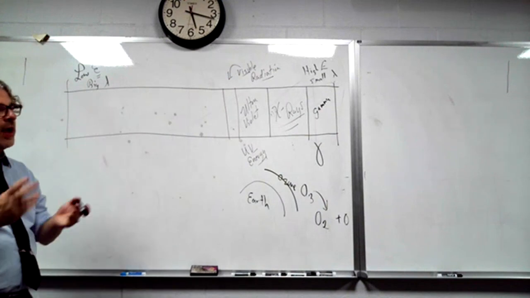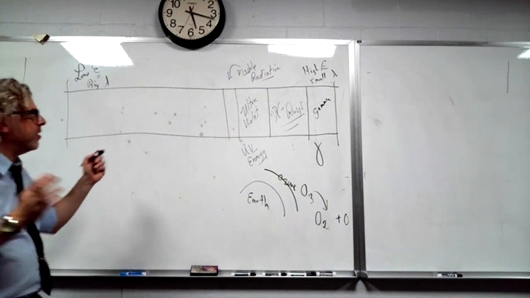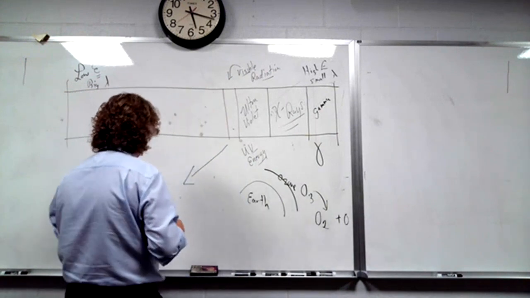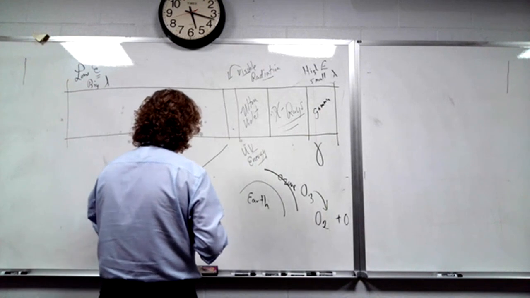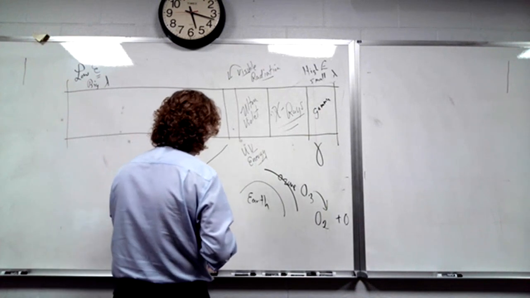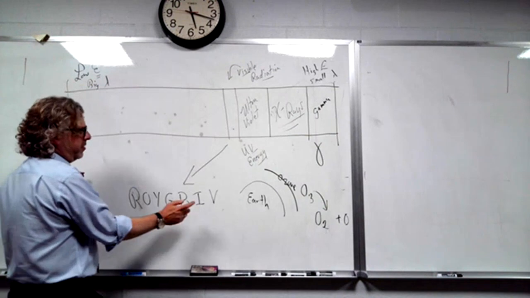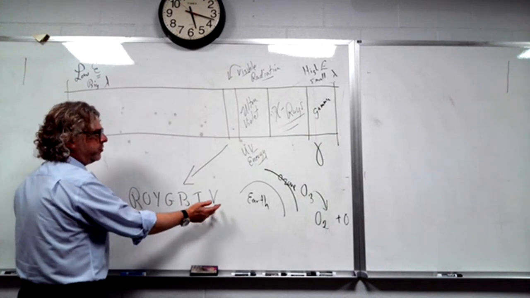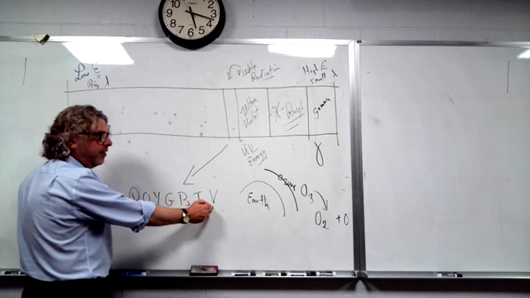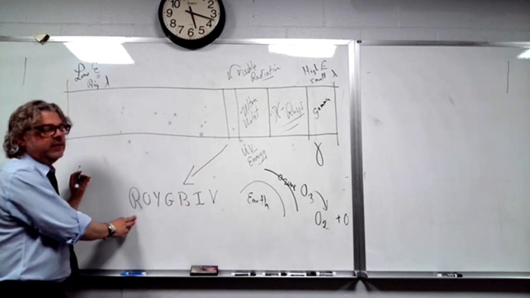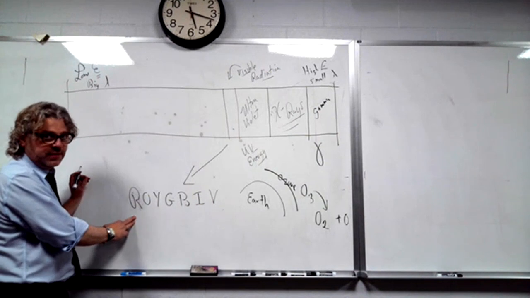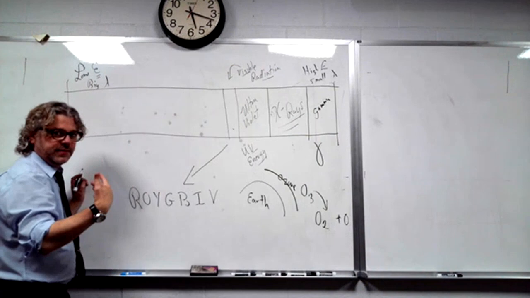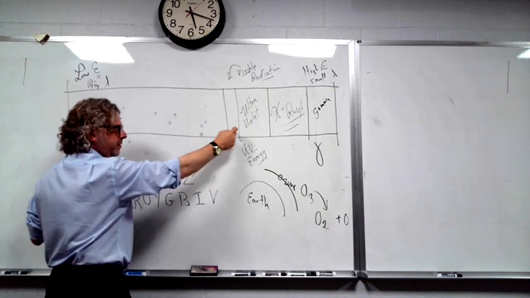So let's see, Roy G. Biv, right? So this breaks up to Roy G. Biv. Red, orange, yellow, green, blue, indigo, right? And then violet. Make a long story short, violet is the highest energy of the photons you can see, and red is the lowest energy of the photons you can see. Ultraviolet means above violet. You have receptors for this.